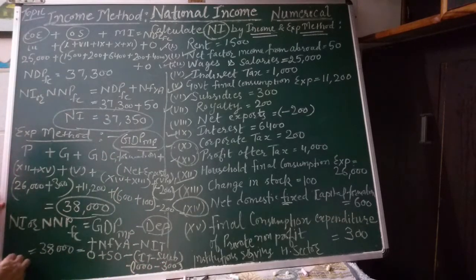So the calculations will be 38,000 plus 50 minus 700, which will be equivalent to 37,350. This will be the answer by expenditure method for the calculation of national income.